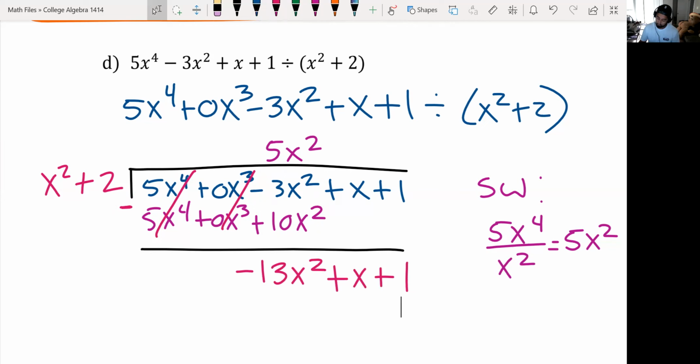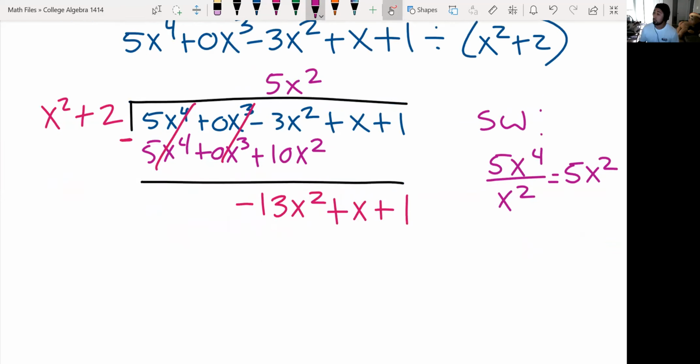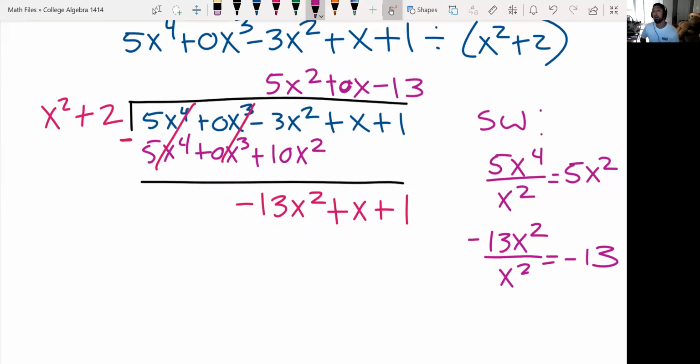All right. And then side work trick. Negative 13, and then put that above. We didn't get an x term, but then I get a minus 13. And negative 13 times x squared is negative 13x squared. Negative 13 times 2 is negative 26. So no x term here, and minus 26.